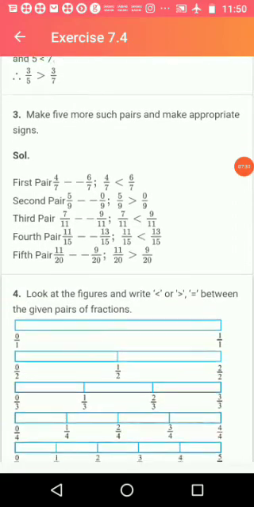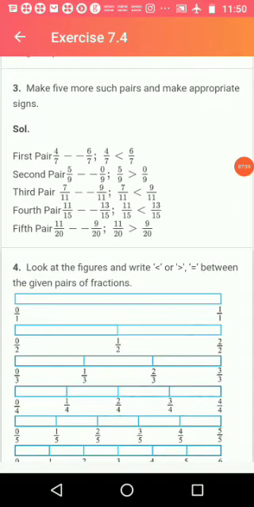Make 5 more such pairs and put appropriate signs. So you have to make 5 more pairs, 4 by 7, 6 by 7. Between this you need to make pairs. So whenever we try to make pairs, we have to make 5 pairs. You can have only 5 in between. So make 5 more such pairs. Alright. Okay, here you need to just place greater than and lesser than.